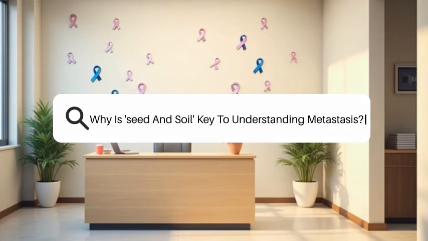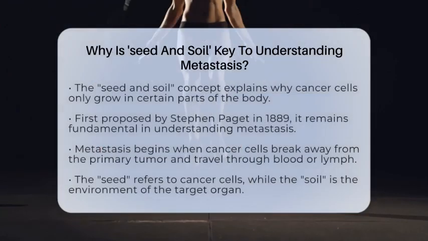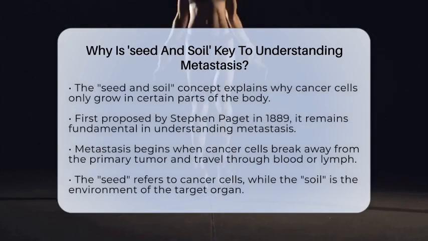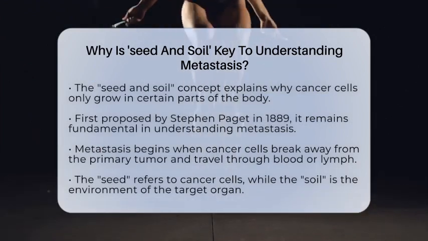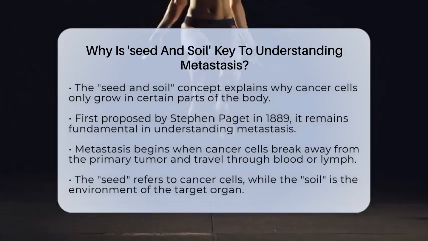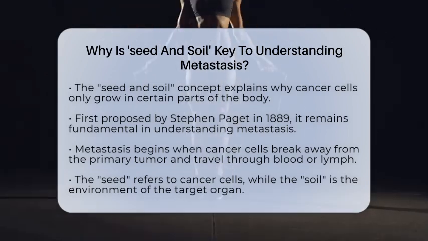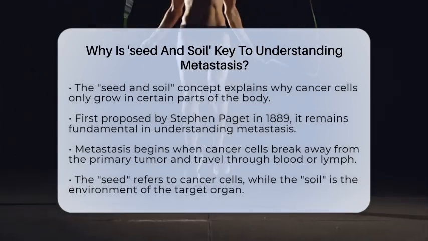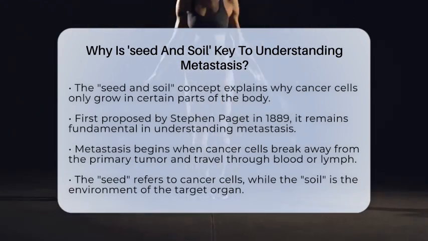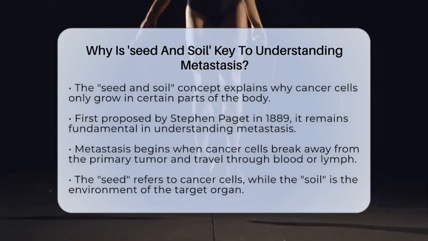Why is seed and soil key to understanding metastasis? Imagine cancer cells as tiny seeds trying to grow in different parts of the body. The seed and soil concept helps us understand why these seeds only flourish in certain places, not everywhere. This idea was first proposed by Stephen Paget in 1889 and remains a cornerstone in cancer biology today.